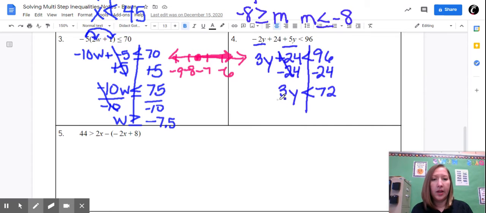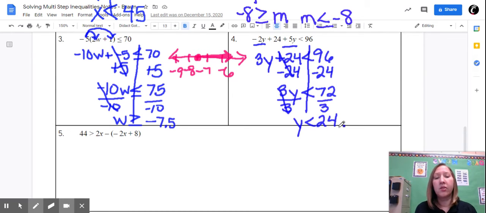Now I want to get rid of my 3, so since it's 3y, it's 3 times y. I'm going to divide both sides by 3. And when I do 72 divided by 3, I am left with 24. So what this is telling me is y is less than 24.